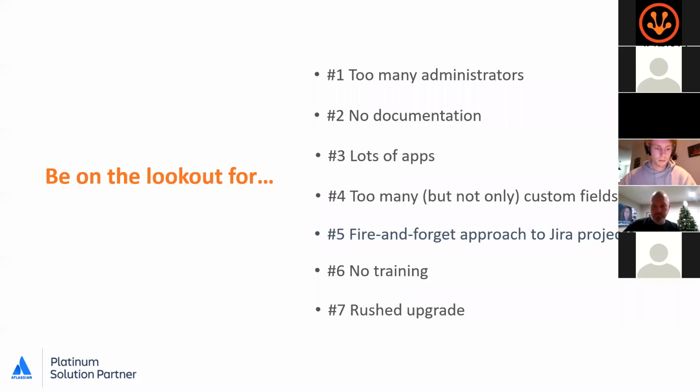So these were the 7 application sins, to name it like that. Too many admins, having no documentation, having lots of apps, not really taking care of the objects, like issue types, workflows, screens, things like that, not training your users, or rushing an upgrade.